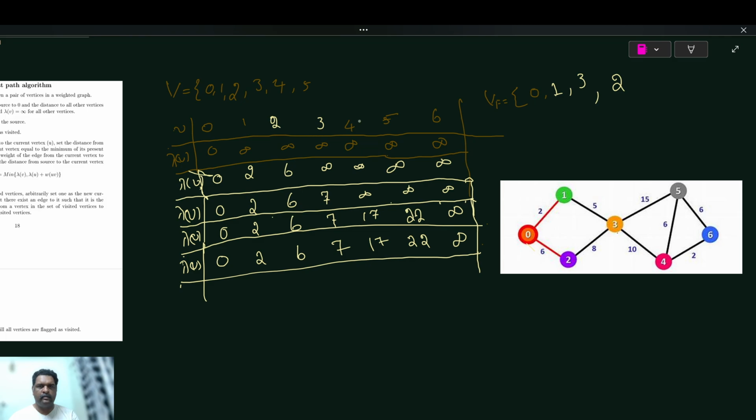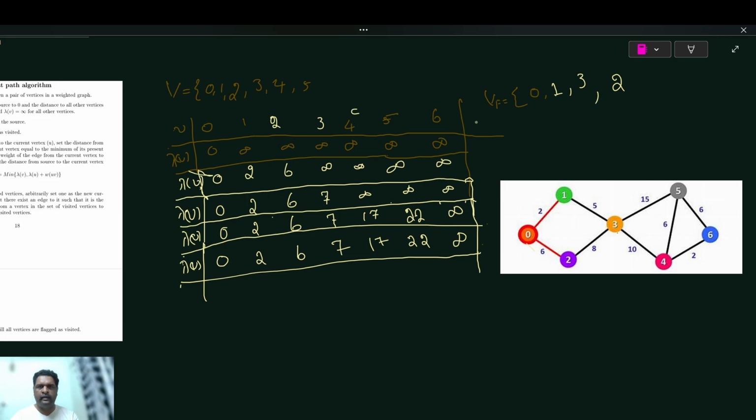So the vertices which have already been visited are 0, 1, 3 and 2. From here, unvisited vertices are 5, 4 and 6, and the edges which join a visited vertex to an unvisited vertex at this point of time, we have only two edges, from 3 to 5 and 3 to 4. The one with minimum weight is from 3 to 4 of weight 10. So we choose 4 as our new current vertex.